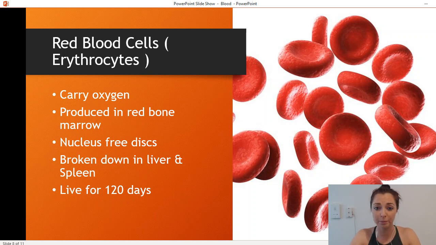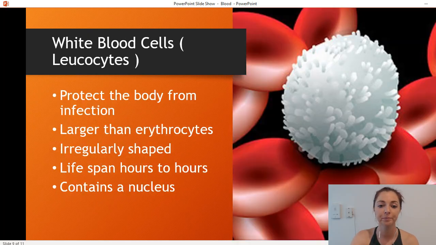So they're produced in the red bone marrow, which we saw when we studied the skeletal system where that happens. They are nucleus-free discs. Remember when I do my eyebrows, it means pay attention. Multiple choice question. Nucleus-free discs. They're broken down in the liver and the spleen. So they're produced in red bone marrow in the bone. They go around, they do their thing in the body, they transport iron and oxygen to where they need to go, and then they are broken down in the liver and the spleen. They only live for about 120 days as well, so it's not long, but it's all we need them for really until we produce more.